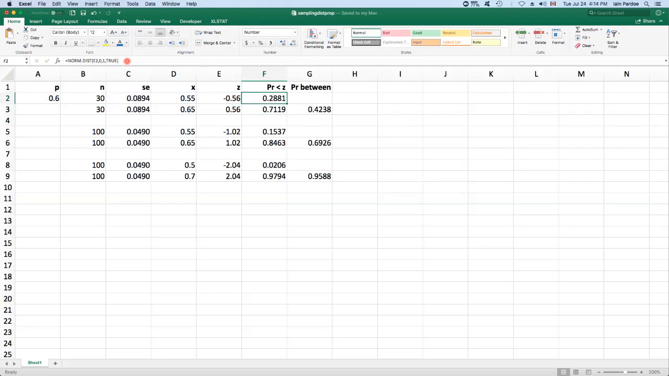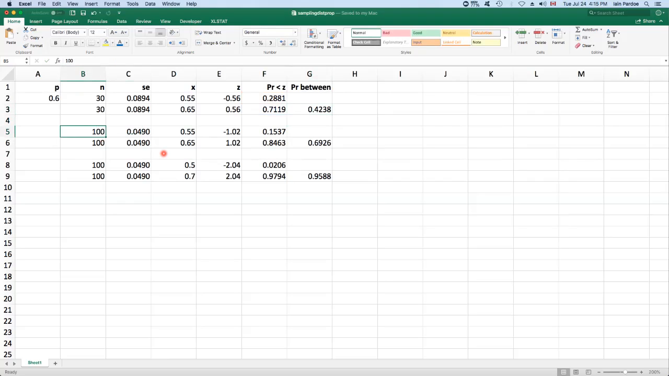So it comes to 0.2881 for Z equals minus 0.56 and 0.7119 for Z equals plus 0.56. And then the probability in between minus 0.56 and plus 0.56 is 0.7119 minus 0.2881. So it comes to 0.4238.